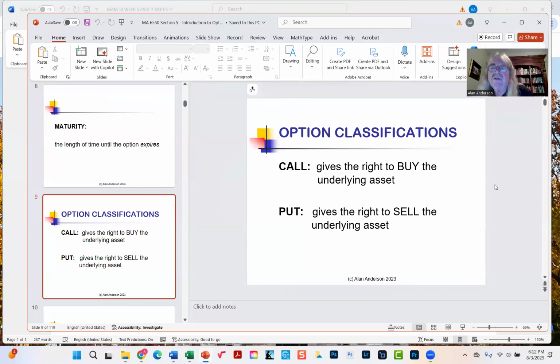Now, here's another way in which the naming conventions are a little bit different. Calls are the options that give you the right to buy something, and puts are the ones that give you the right to sell something. You've got to remember that terminology. Call is the right to buy, put is the right to sell.